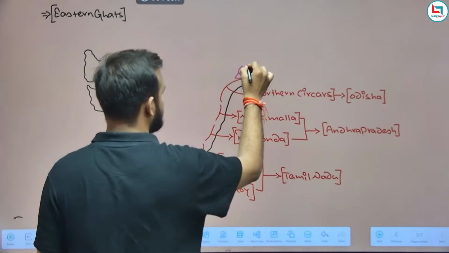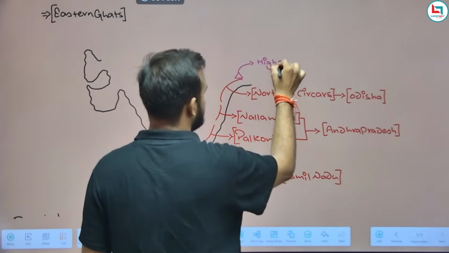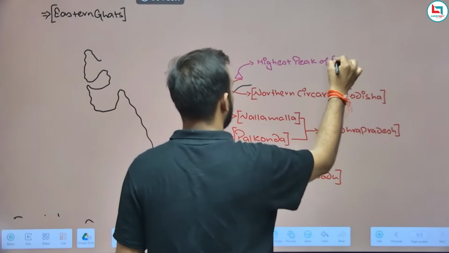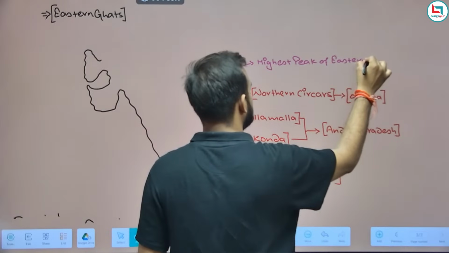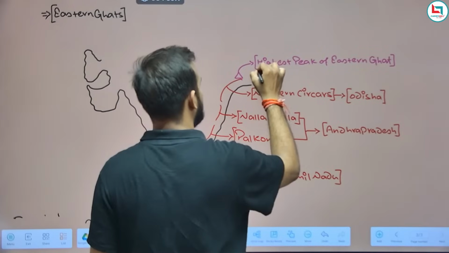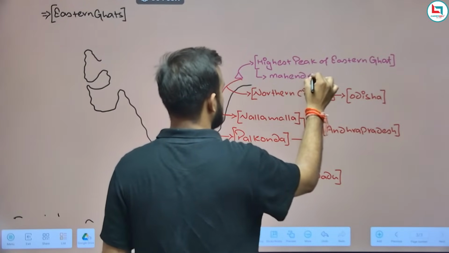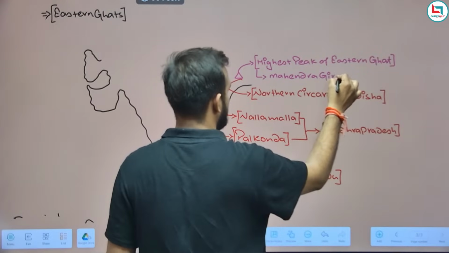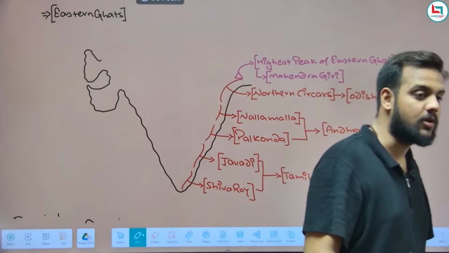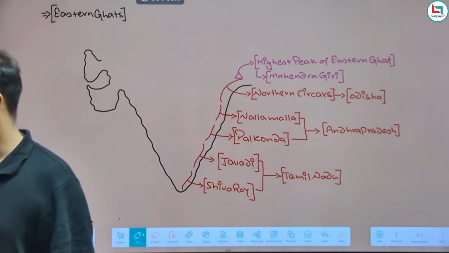Here we have the presence of the highest peak of Eastern Ghat, and the name of this particular peak is Mahendragiri. So Mahendragiri is the highest peak of Eastern Ghat. The very first thing that we need to understand.